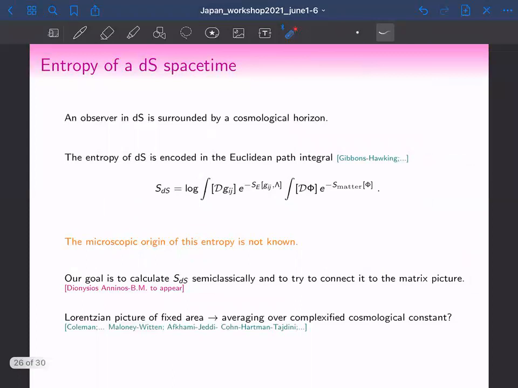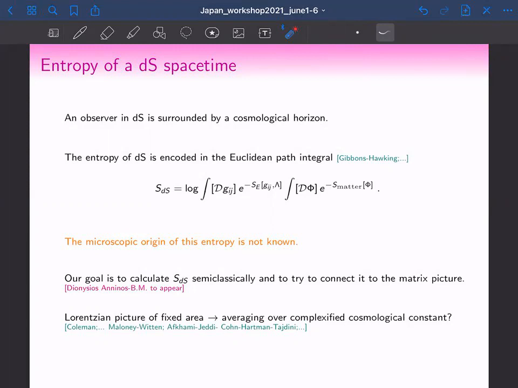Now, what's important about the entropy of the de Sitter space? First of all, we still have no idea what the entropy of the de Sitter space counts. What's the microscopic origin of the de Sitter entropy? It's of order 10 to the 120, and we don't know what it means. But there are beautiful connections.